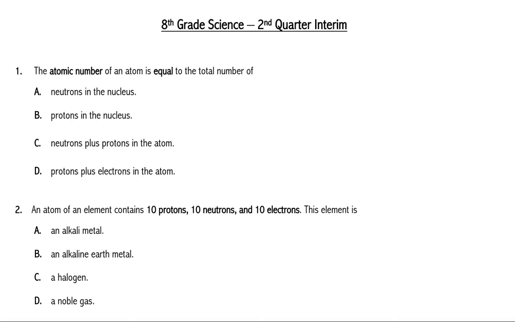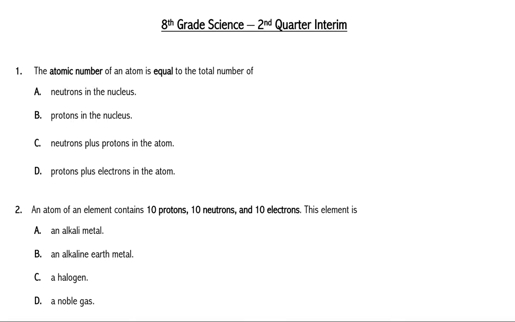8th grade science, second quarter interim. Question 1. The atomic number of an atom is equal to the total number of A. Neutrons in the nucleus, B. Protons in the nucleus, C. Neutrons plus protons in the atom, D. Protons plus electrons in the atom.